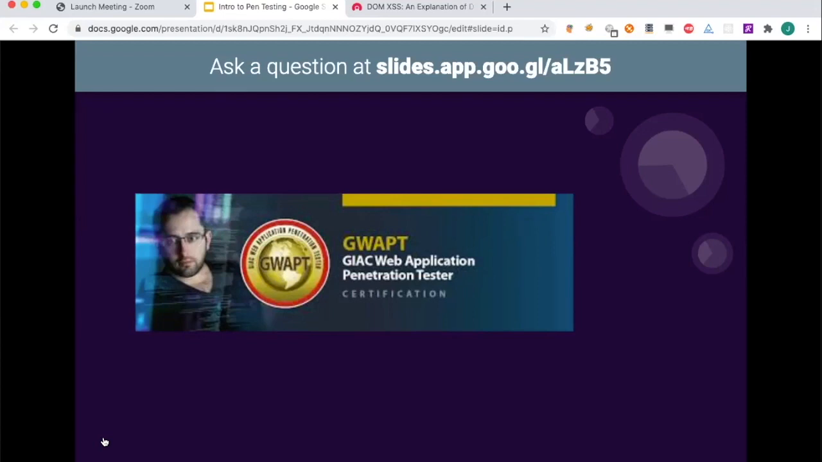And GWAPT being open book means that they do try to make it a little tricky. It's not like there's only one good answer out of a multiple choice question bank.